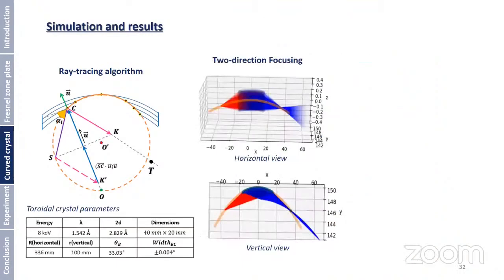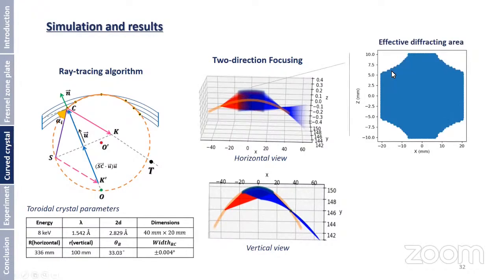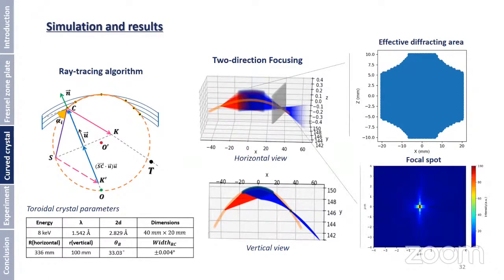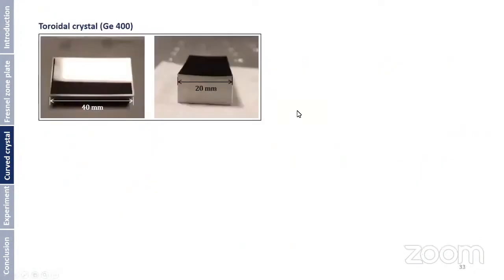And with this ray tracing algorithm, we verified the two-direction focusing ability of the toroidal crystal, and we calculated its effective diffracting area. It's quite large compared to other X-ray optics. We also calculated that the focal spot of the toroidal crystal is nearly a point. And in this way, we customized a toroidal crystal with the Johansen geometry made of germanium 400.